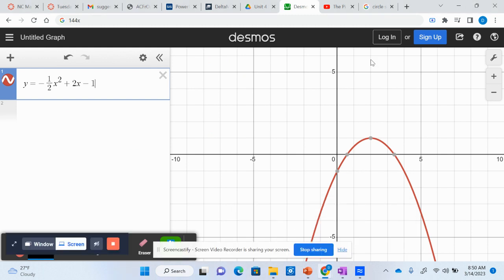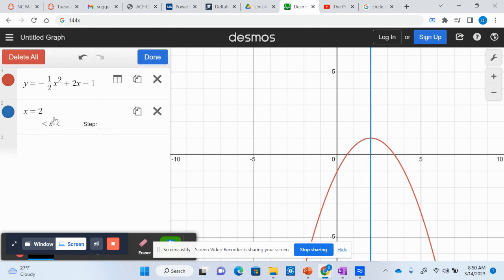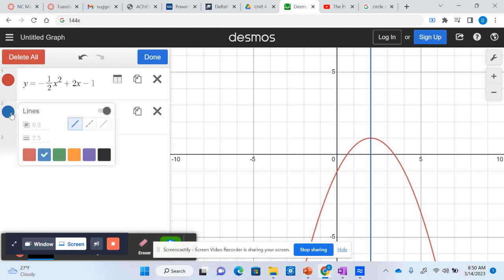So here's my dashed line. This is the line at x equals 2. I'll actually put it in there so you can see it, and I can make it dashed. So there's my dashed line.